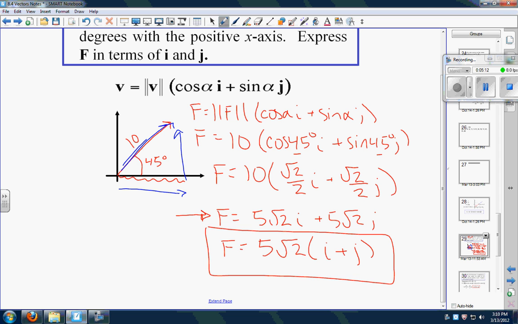So this is telling us there's two components. The total gives us a magnitude of square root of 10. There's 5 square roots of 2 in the I component. There's 5 square roots of 2 in the J component.